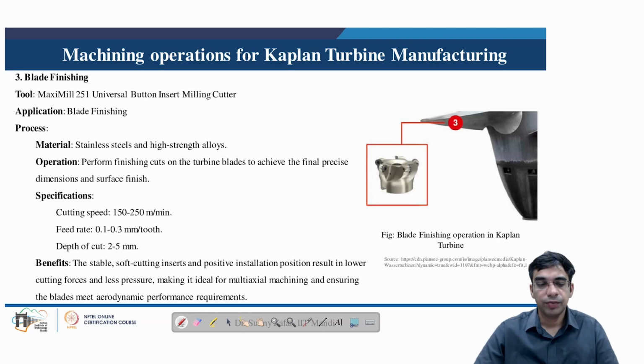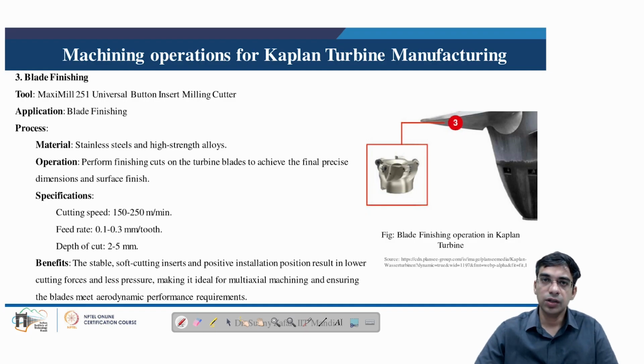In the third step of machining of the Kaplan turbine, the Maximal 251 is again used for blade finishing, where the materials involve stainless steels with high strength alloys. Along with this blade finishing, the machining process also performs a finishing cut on the turbine blade to achieve the final precise dimension and surface finish.